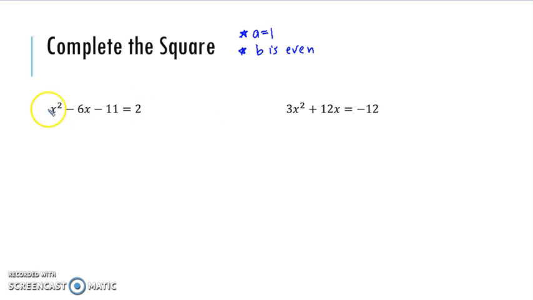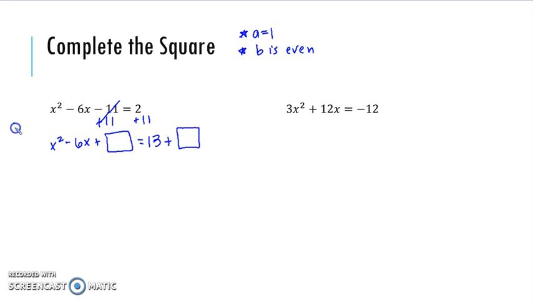So for this one, my a is 1, and my b is -6. I don't have any other x terms over there, so my b is even, so I can do completing the square. The first thing I need to do is get my x's on one side and my constant on the other. So I'm going to add the 11 over. So we've got x squared minus 6x plus the box equals 2 plus 11, 13, plus that same box.